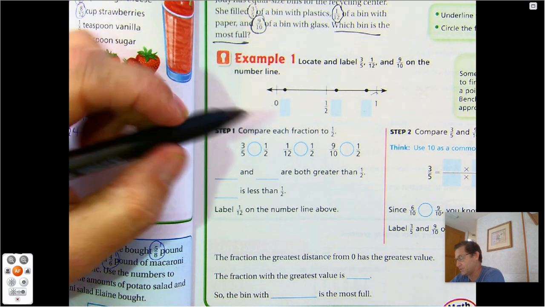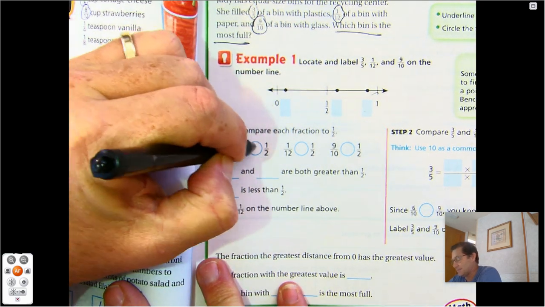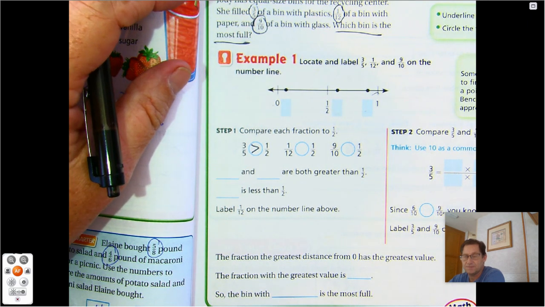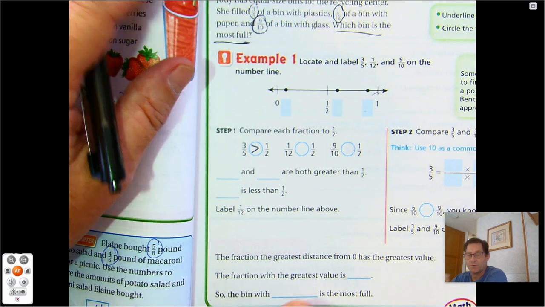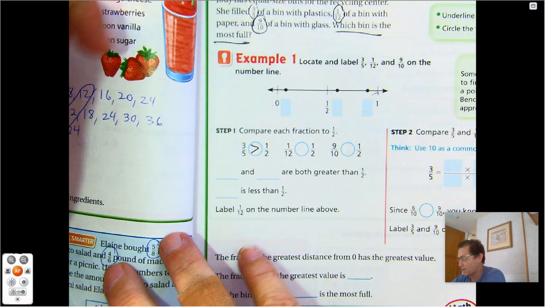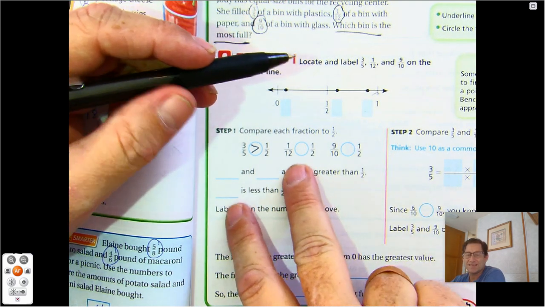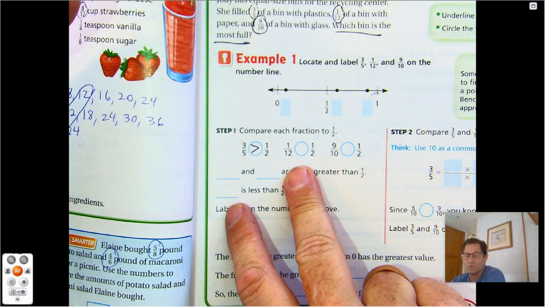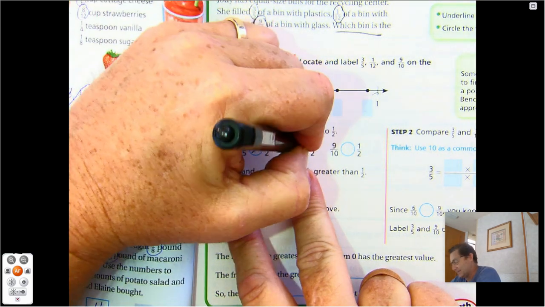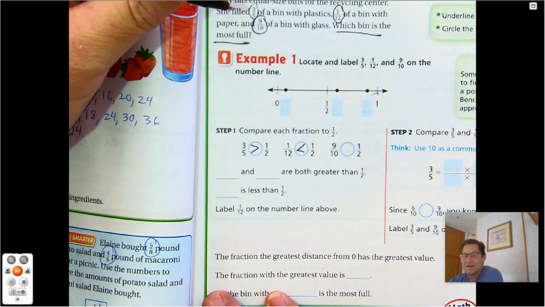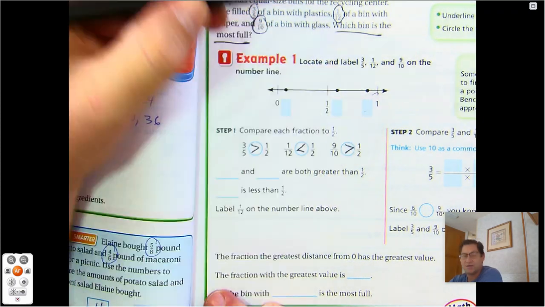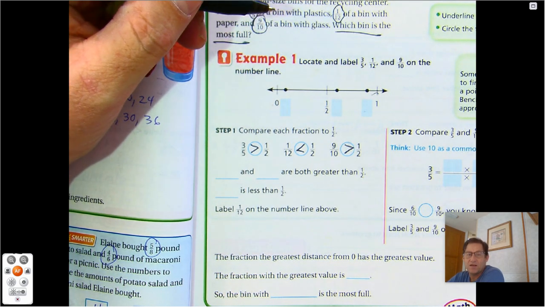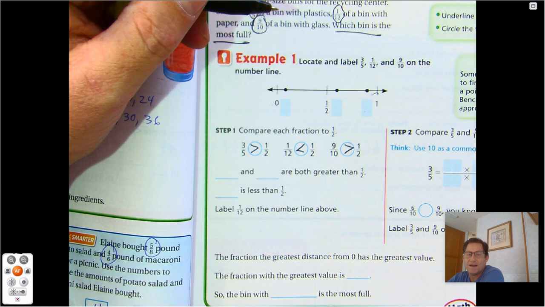All right, so 3/5, that's greater than 1/2. 2.5 is half of 5, so 3 would be greater than 1/2. 1/12, well, that's less than 6/12. 6/12 is equal to 1/2, so this is less than 1/2. And 9/10 is clearly bigger than 5/10, which means it's bigger than 1/2. So we have two that are greater than 1/2, one that's less.